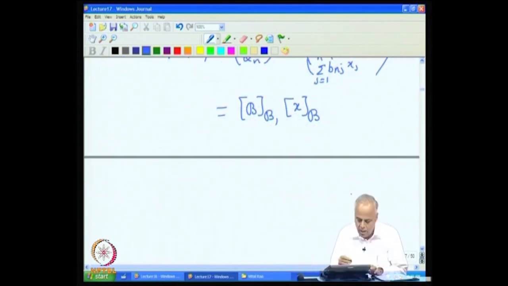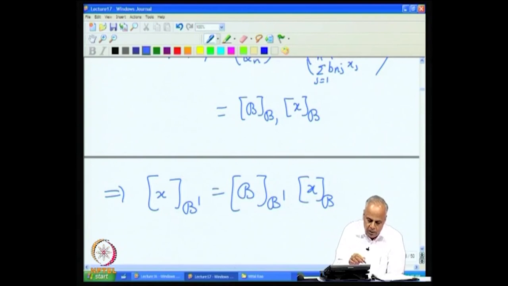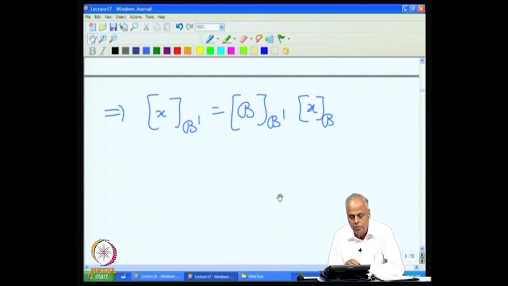So, thus we get x_b prime is equal to B_b prime times x_b. This gives us the connection between the representation of the vector x in terms of the basis b prime and the representation of the same vector x in terms of the basis b. The connection is through this matrix, which is a compact form of representing the relationship between the basis b in terms of the basis b prime. So, thus we get x_b prime is equal to B_b prime x_b, which is the connection between x_b prime and x_b that we were looking for.